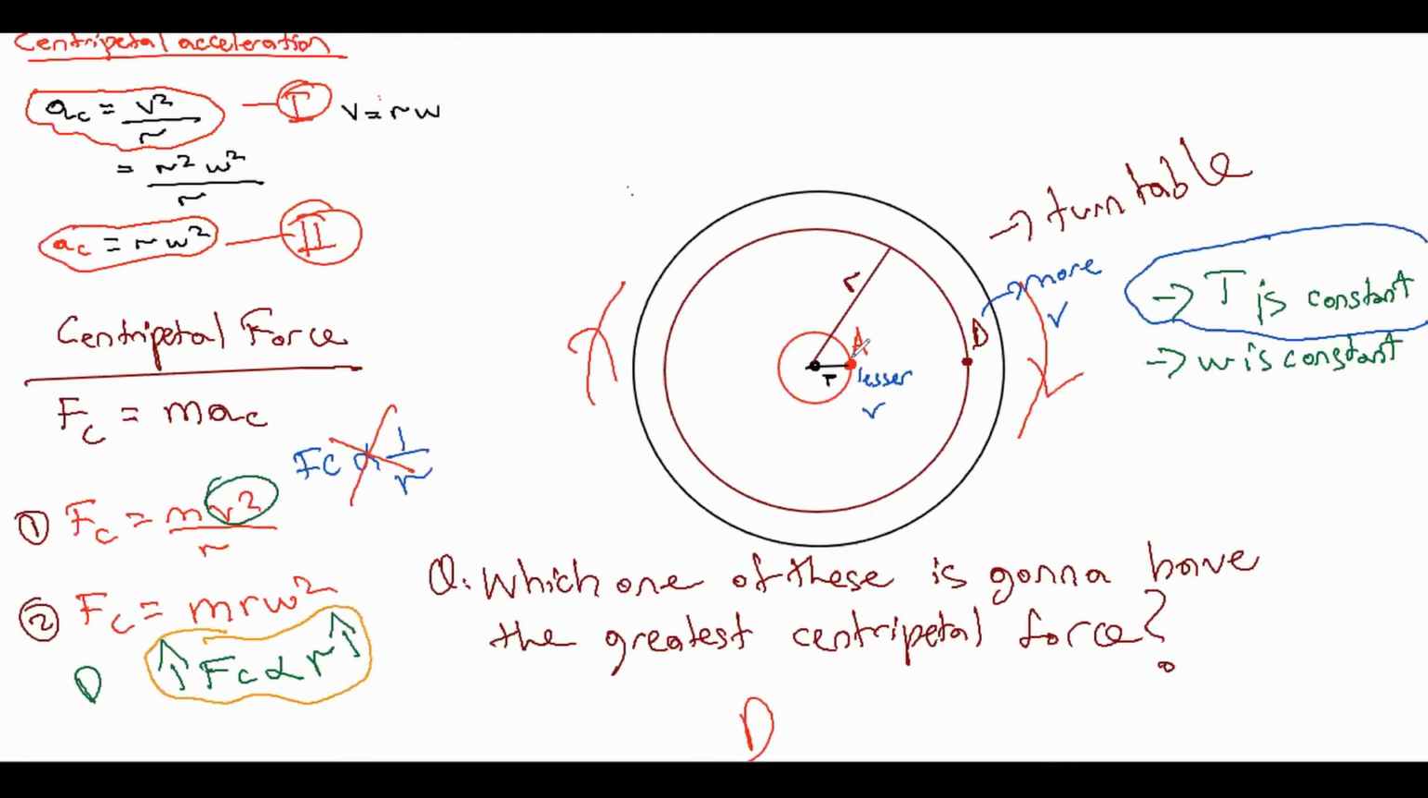So now you know that if I compare point A and point B and point D, the object at point D is going to have greater centripetal force. So it's going to have greater Fc. Does everyone understand this? So never forget it. But keep in mind one thing. The turntable is one disk, right? This is one system. Let me tell you why I said this.